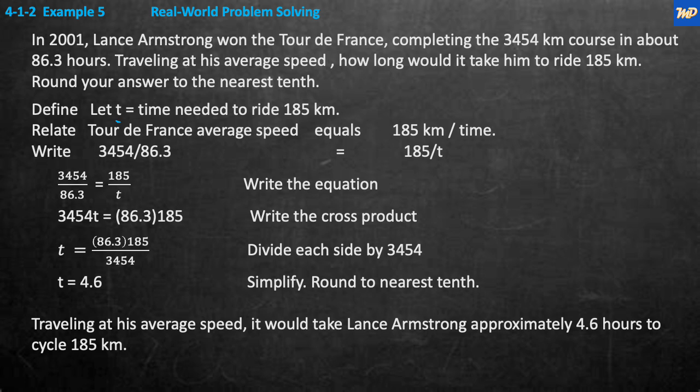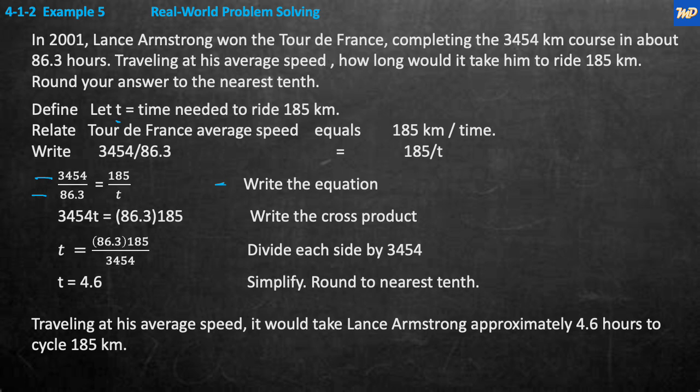We're going to write what we started with from the Tour de France, which is 3454 is to 86.3 hours. 3454 kilometers is to 86.3 hours, as 185 kilometers is to some t. We want to know how long it's going to take to ride the 185 using his average speed from the Tour de France. Okay, we wrote the equation. Now we're going to cross multiply here.